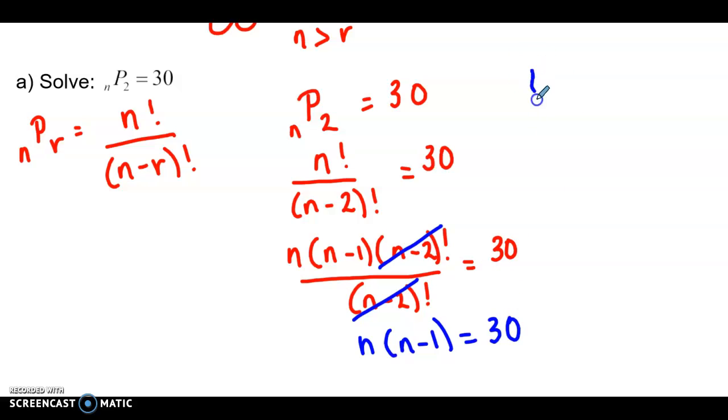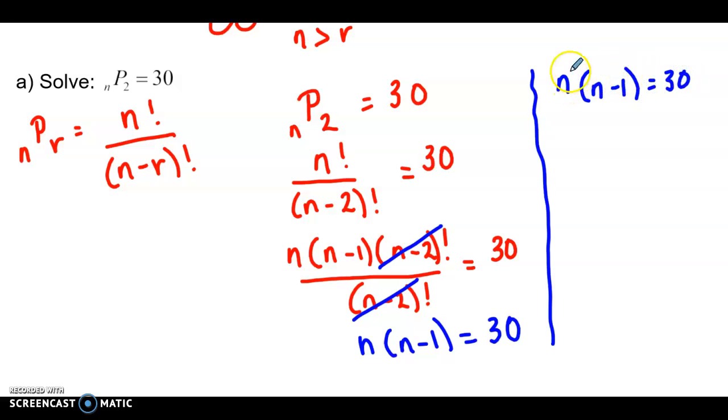So I'm just going to move this over here for a second to do some algebra. We have n times n minus 1 equals 30. We are going to distribute and multiply through. n times n is n squared. n times negative 1 is negative 1n equals 30. This is now a quadratic equation because we have an n squared. We have a degree of 2. So this is a quadratic equation.